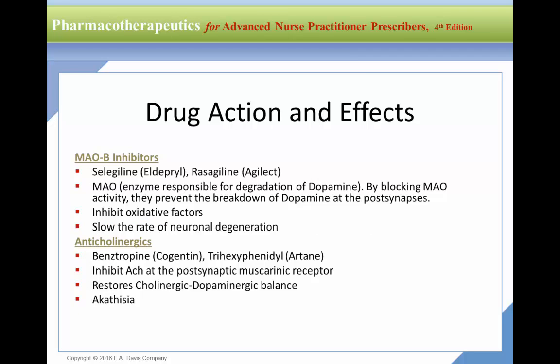Now, in addition, you could use MAO inhibitors, which are selegiline, rasagiline, basically responsible for degradation of dopamine. In addition, you could use anticholinergics. If you recall, we could use Cogentin, we could use Artane, we could use Benadryl for patients that have EPS. So basically what they do is inhibit acetylcholine at the level of the postsynapses in the muscarinic receptors.